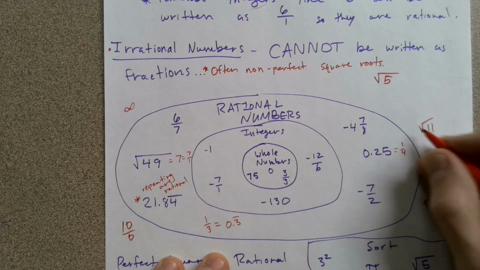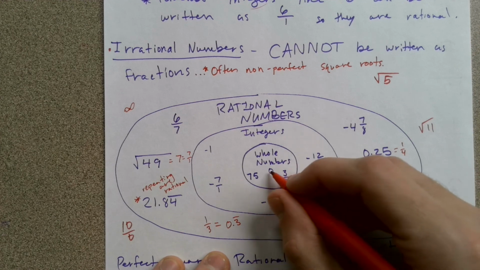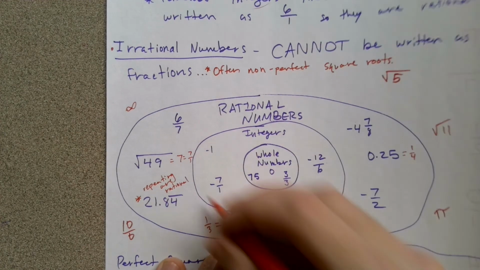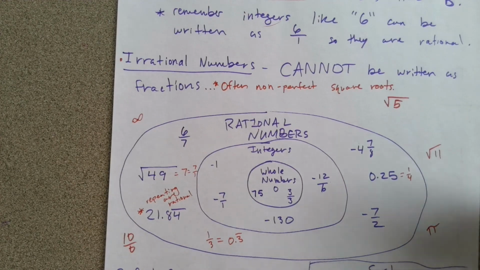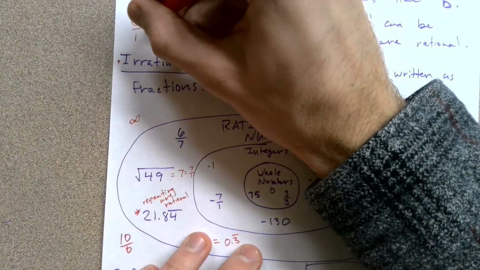Important to note right here, 0 is a rational number. You can write 0 as 0 over 1, rational.